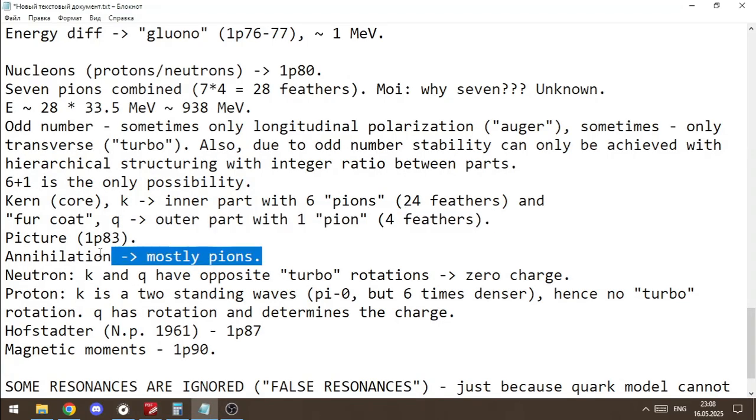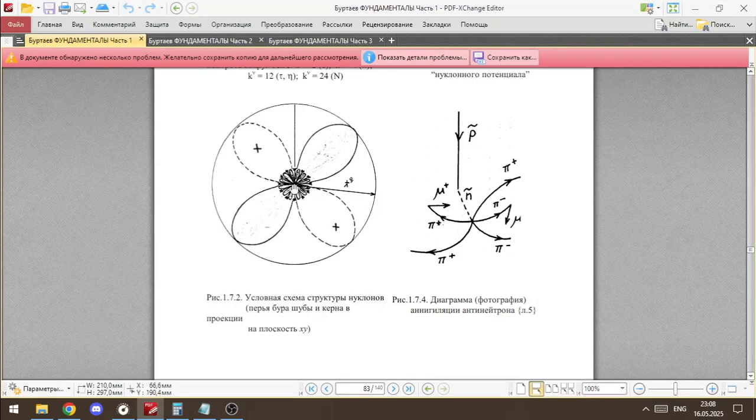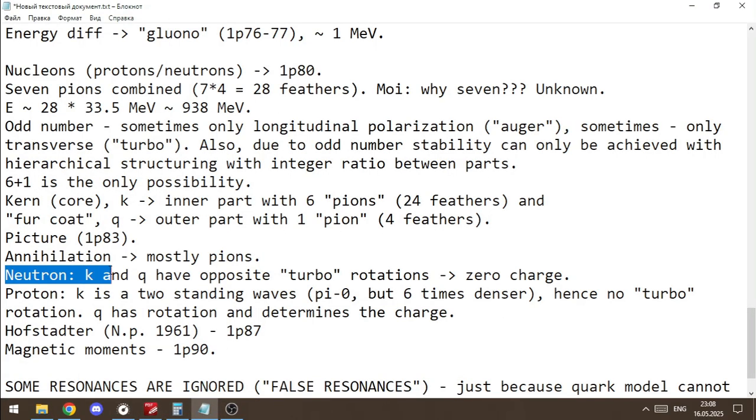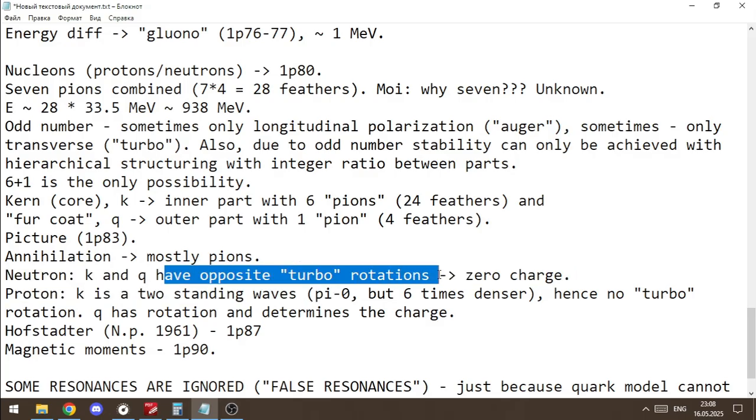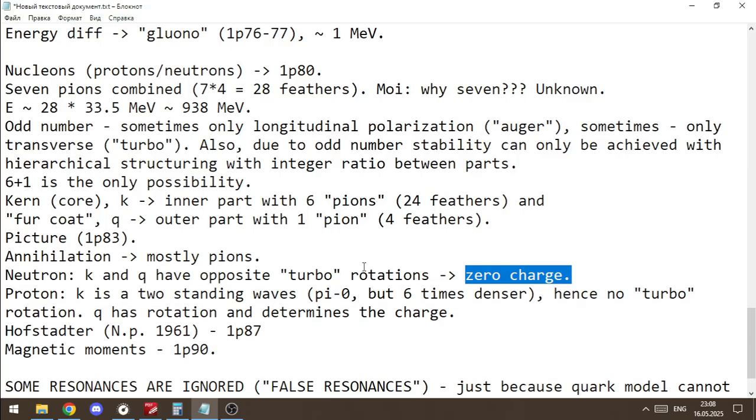Okay, so some more considerations. He says mostly they annihilate. I mean, if you take proton, antiproton, they would annihilate into pions. And he says, well, clearly that hints that they're made of pions, right? In a neutron, the core and the fur coat have opposite turbo rotations, and thus they have 0 charge.